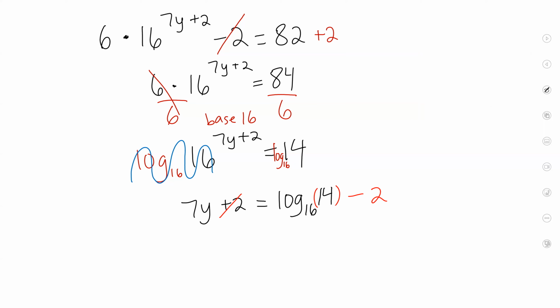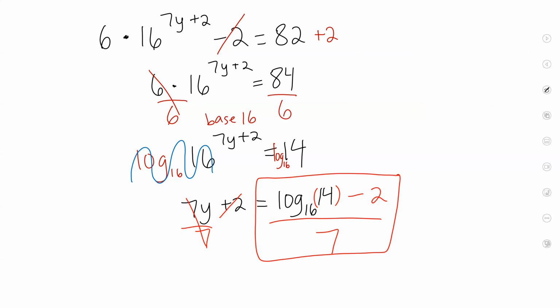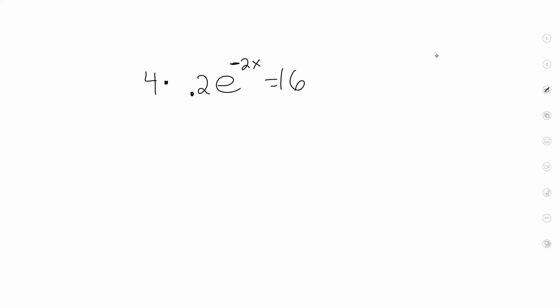Then what do I do? Yes, then we're going to divide both sides by 7. So you're going to type this into the calculator. And let me know what you get. Y is equal to what? Negative 0.15. Thank you. So our first step is what? Divide by 4. Divide by 4.